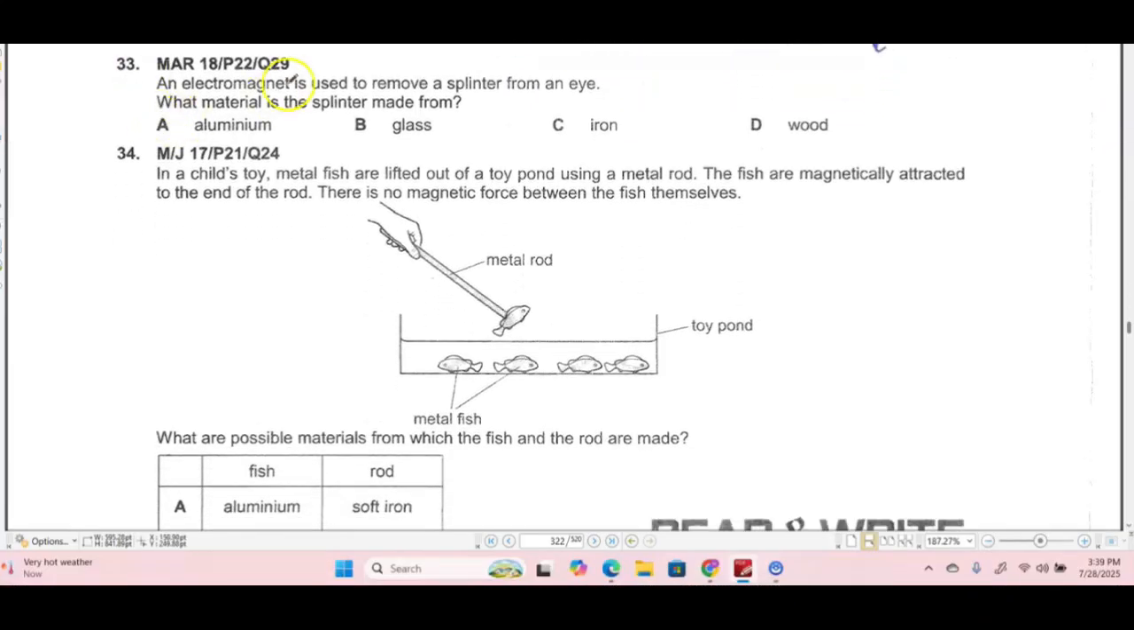Question number 33. An electromagnet is used to remove a splinter from an eye. Which material is the splinter made up of? This electromagnet is being used, it is made up of some magnetic material. So aluminium and glass and wood won't work. So C, iron is the only option.